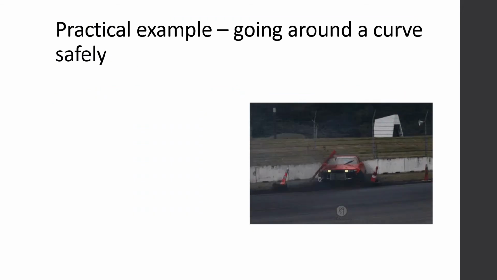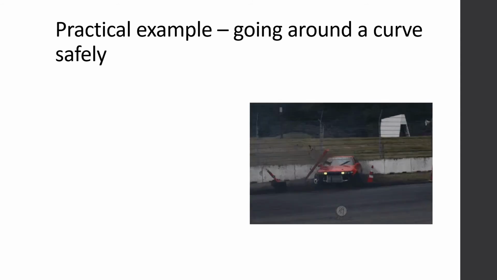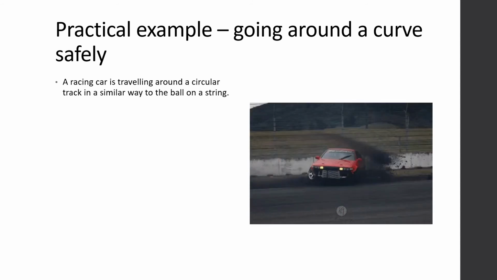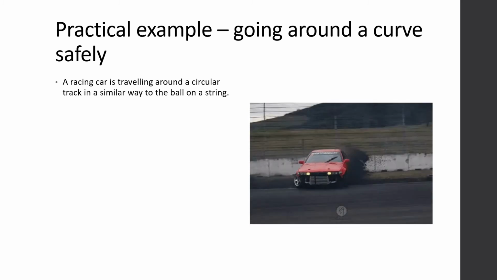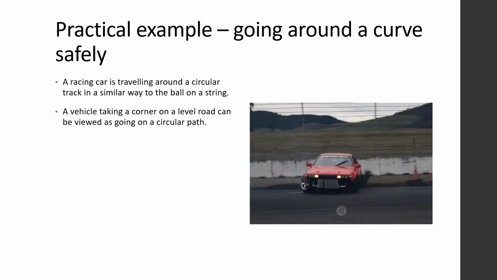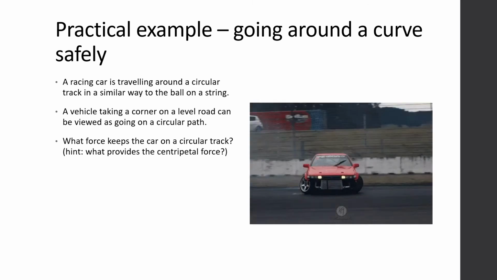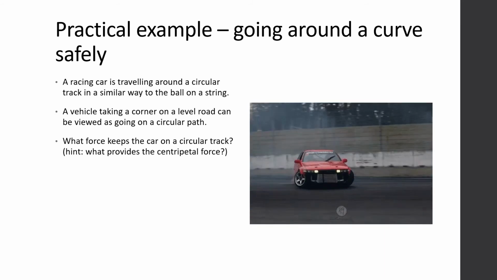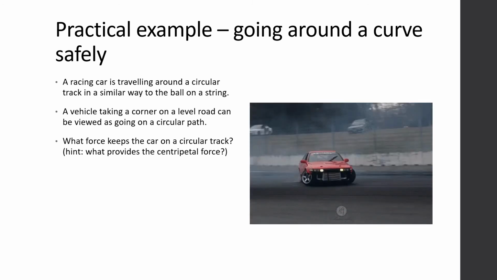So let's think of a practical example of this centripetal force and centripetal acceleration. It's skidding, or going around a curve safely, I should say. So a racing car is travelling around a circular track in a similar way to a ball on a string travelling around in a circle. A vehicle taking a corner on a level road can be viewed as though it's going on a circular path. What force is keeping the car on the circular track or a tight curve on a road? What's providing the centripetal force? Have a think about it. You can pause that if you want to do some research, or you can carry on listening.